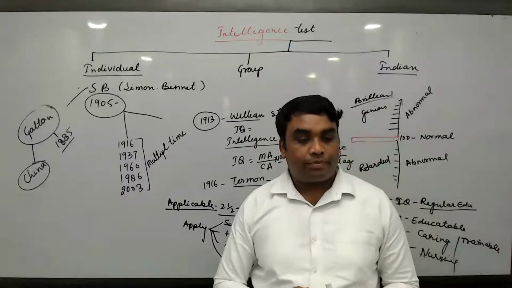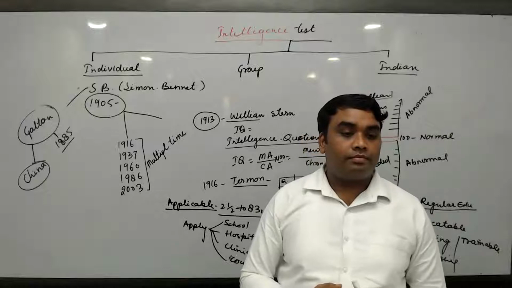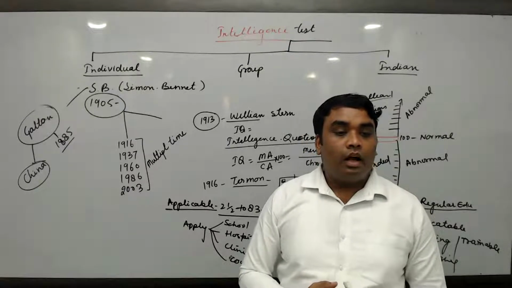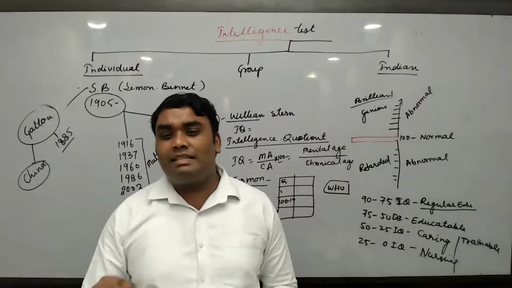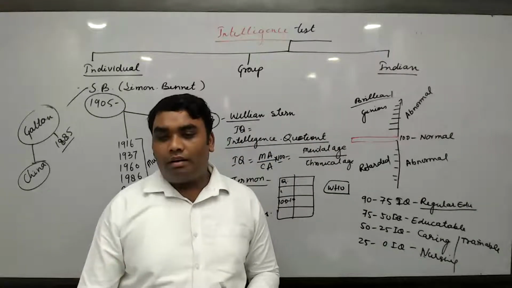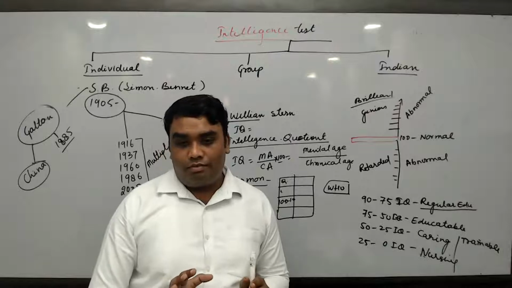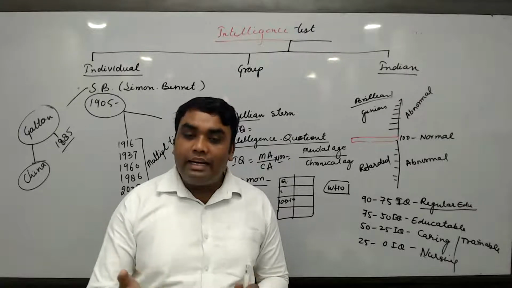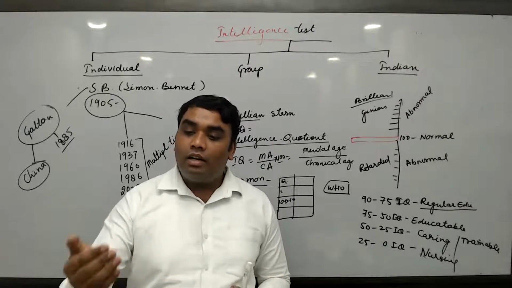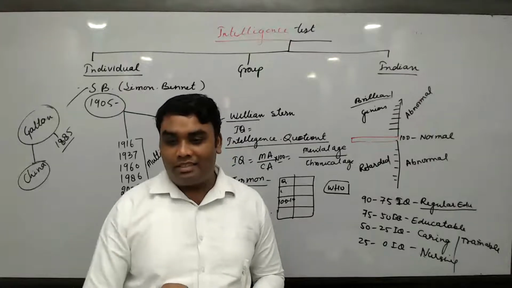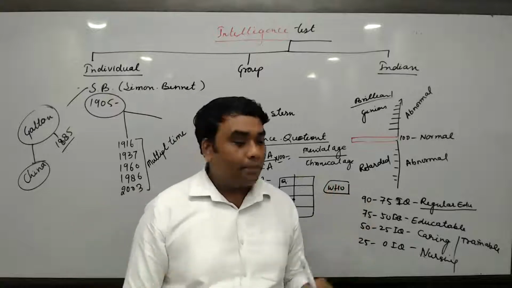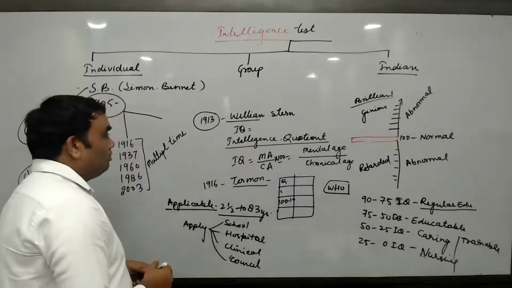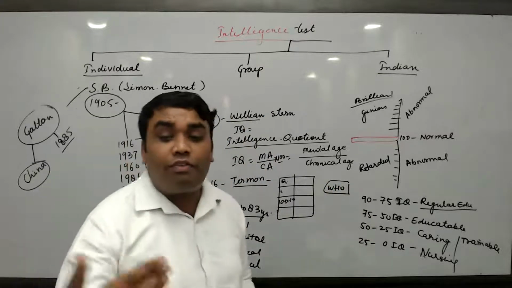So how much time will it take to assess a person's IQ? It takes maximum 1 hour, minimum at least 45 minutes. The ideal time of assessment using any intelligence test is 45 to 60 minutes. So right now, what are the demerits of SB test?